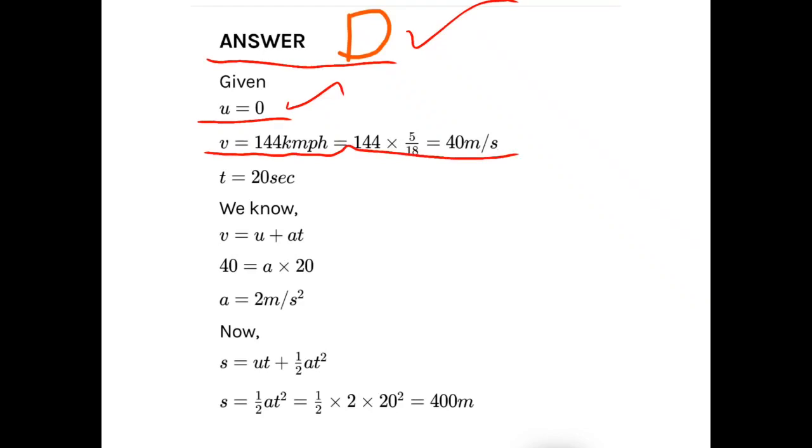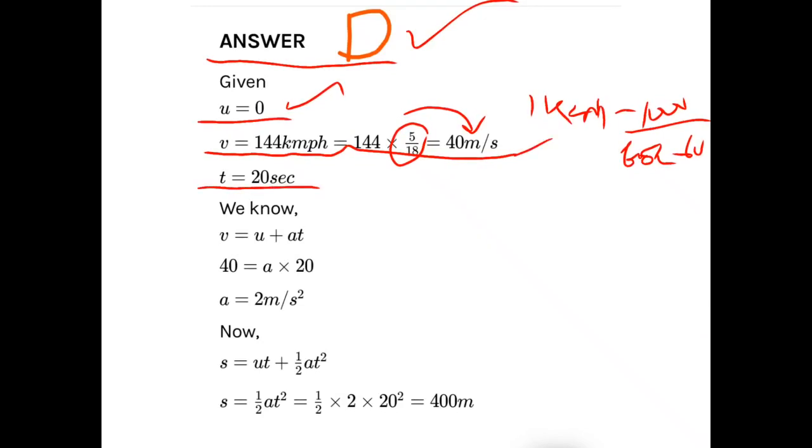If you multiply the given value by 5 by 18, it will be converted into meter per second, because 1 kilometer is equal to 1000 meter, and 1 hour is 60 into 60. So if you simplify it, you will get 5 by 18. So we are multiplying by 5 by 18 here. T is 20 seconds they have given.